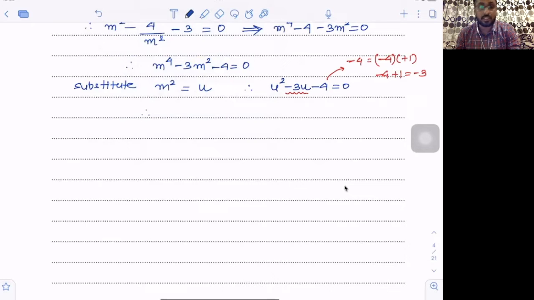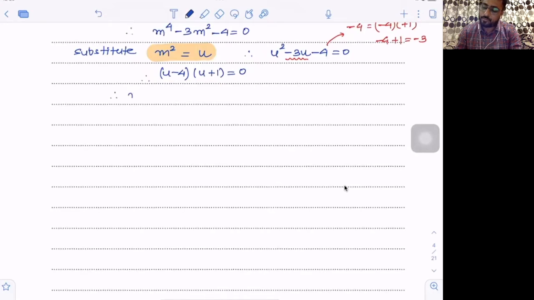So u square minus 3u minus 4. The factors are going to be u minus 4 multiplied with u plus 1 equal to 0. Right, students? But what was u? If you recall, the value of u was m square. So I'm going to replace the value of u as m square. So I can say, therefore, m square minus 4 multiplied with m square plus 1 becomes equal to 0.